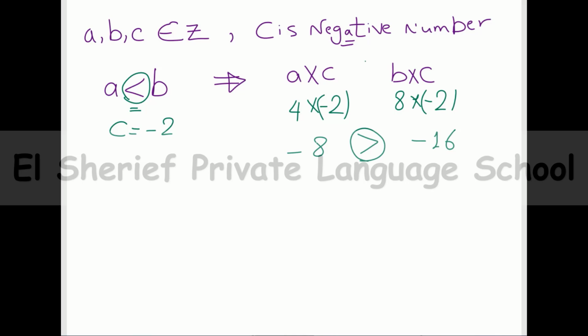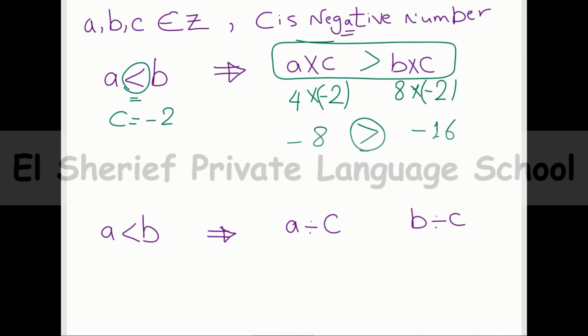Notice that here less than becomes more than. So A times C is more than B times C if C is a negative number. So if we multiply by a negative number on both sides of the inequality, the sign of the inequality will be changed. Okay, that is for multiplying. Let's see division together. Substitute A equals 4 and B equals 8. Then divide both sides by negative 2.